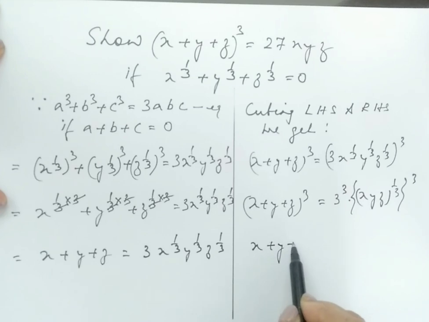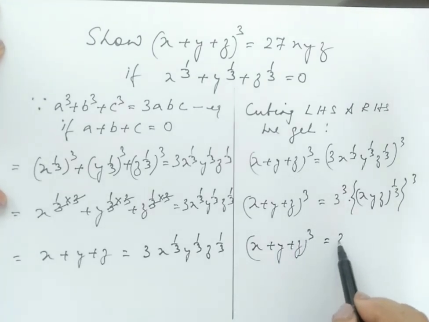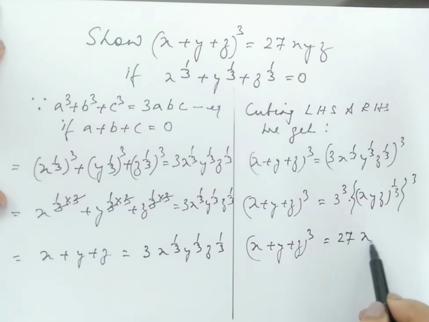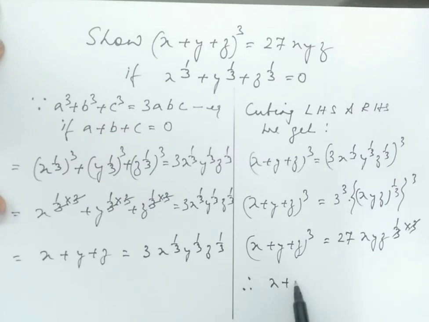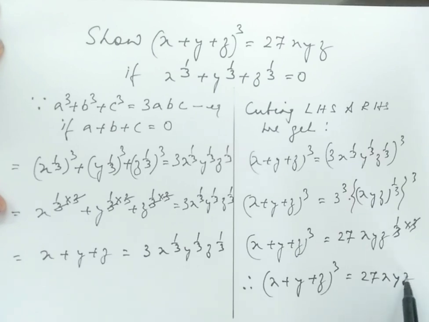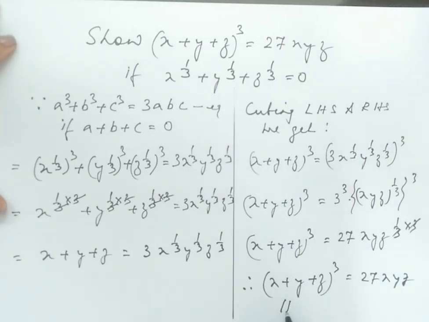So let's go ahead and do the next step to reach our goal. This is 27, and x, y, z to the power 1/3 multiplied by 3. We get this. So therefore (x + y + z) whole cube is equal to 27xyz. So hence proved.